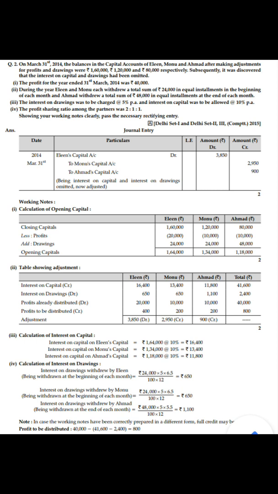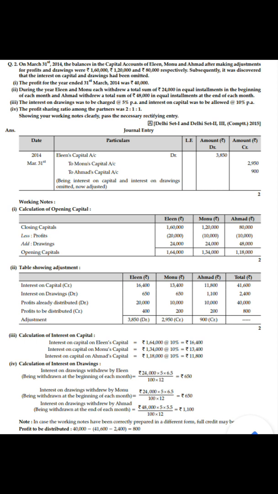To that we have to add the drawings. It is given in the question that 24,000 has been withdrawn by Aline and Monu and 48,000 has been withdrawn by Ahmed. So after making all the adjustments, the opening capital of the partners is 1,64,000 for Aline, 1,34,000 for Monu and 1,18,000 for Ahmed. After finding the opening capital, the next thing we have to make is the adjustment table. In that, first we have to write the interest on capital.